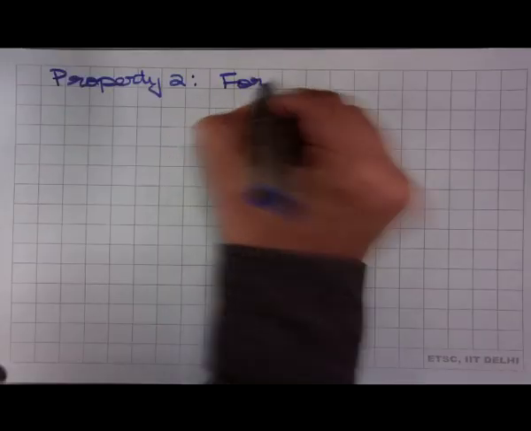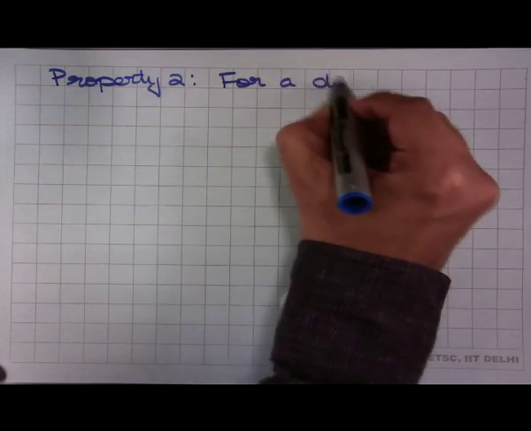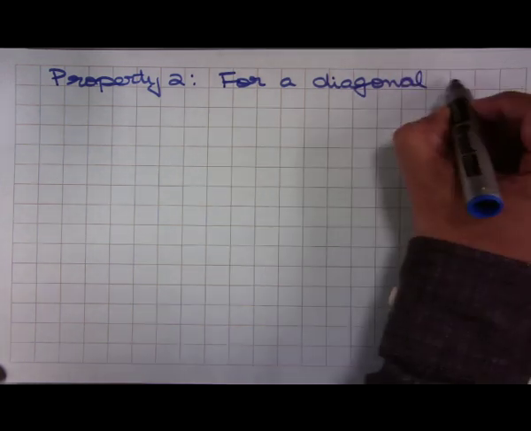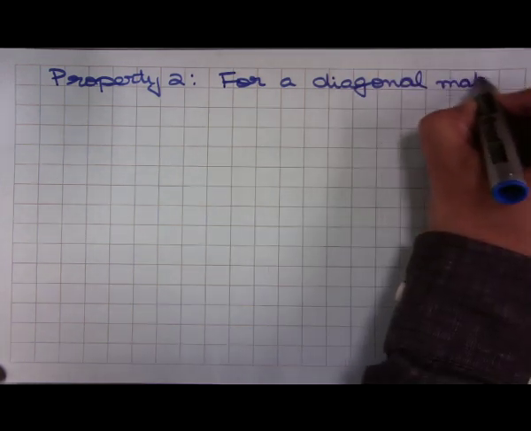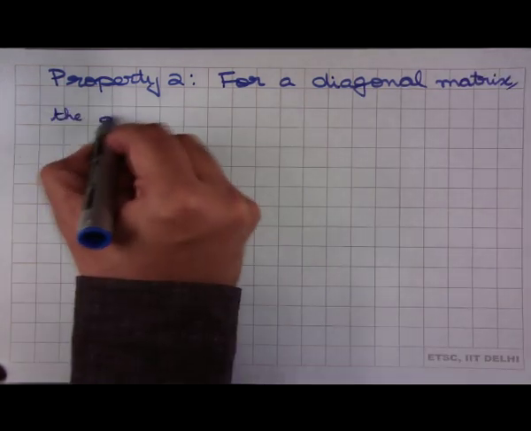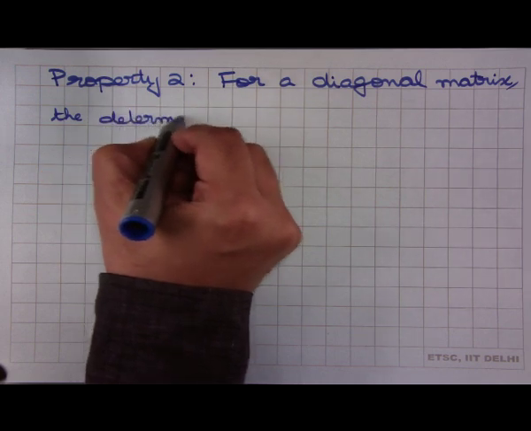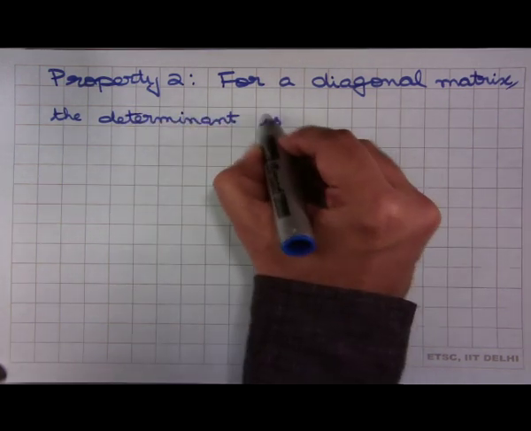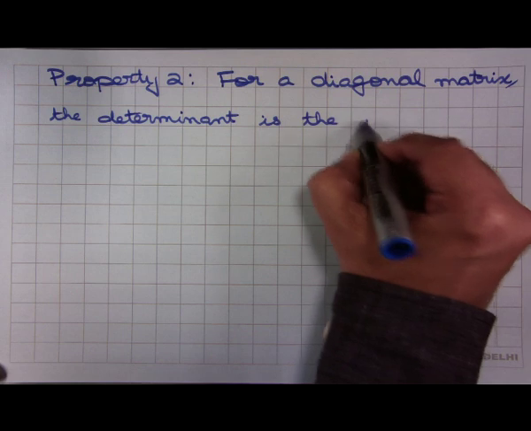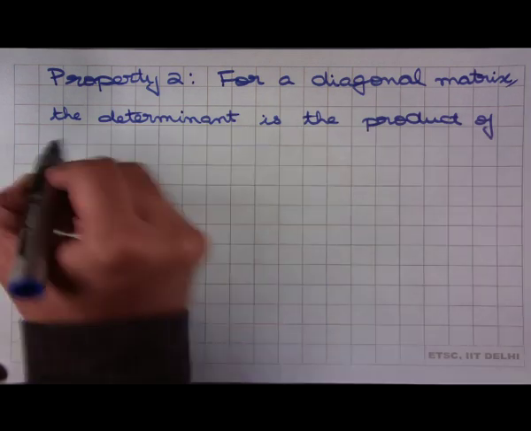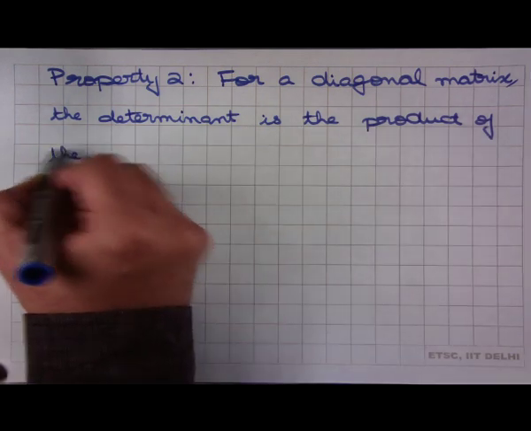So, for a diagonal matrix, the determinant is the product of the diagonal entries.